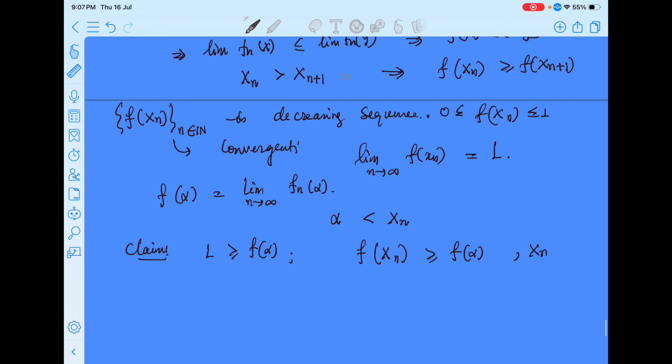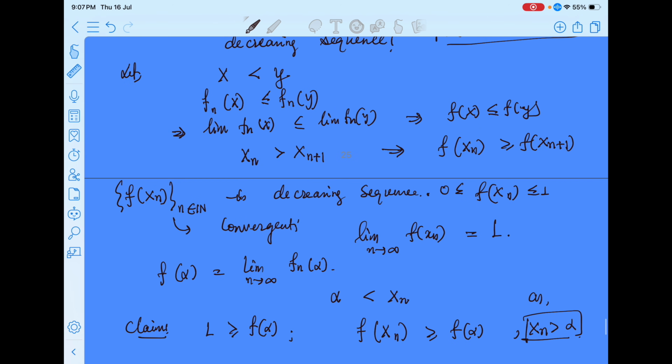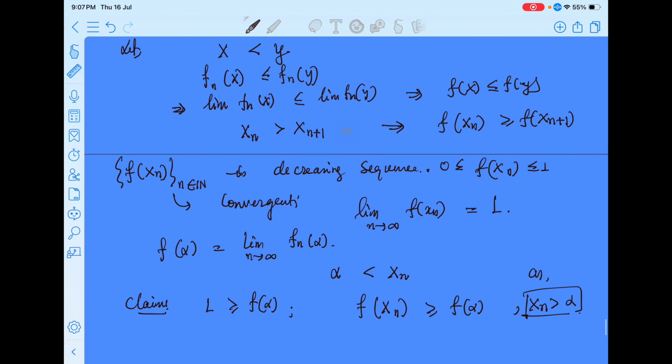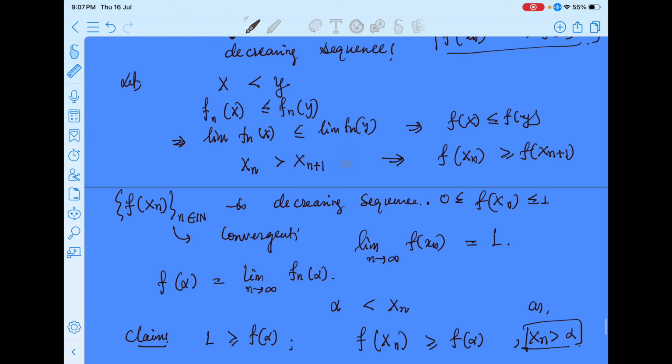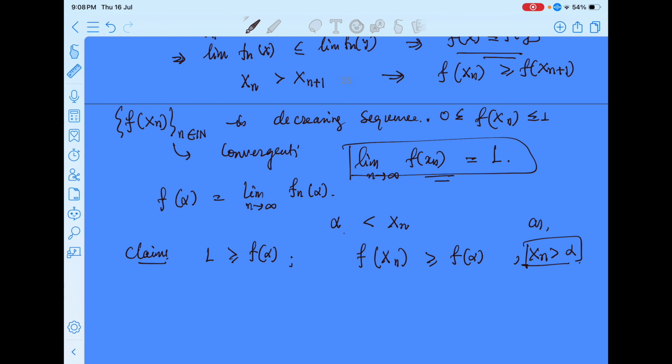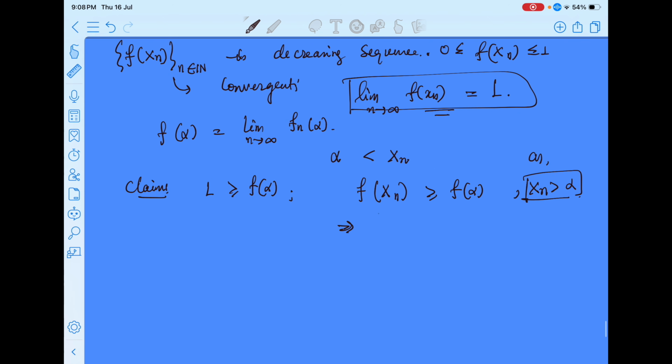Because xn is strictly greater than alpha, we have f of xn greater than or equal to f of alpha. As we proved before, this is a decreasing sequence and it converges to L. We also proved before that x strictly less than y implies fn of x is less than or equal to fn of y. Then taking the limit, we showed that f of x is less than or equal to f of y. Now as xn is greater than alpha, we have f of xn greater than or equal to f of alpha, and taking the limit, L is greater than or equal to f of alpha.